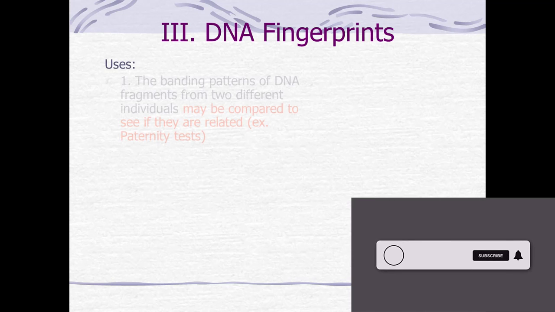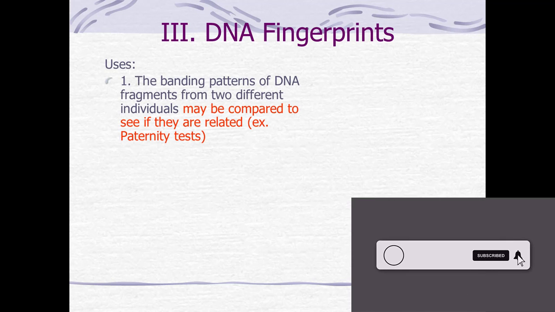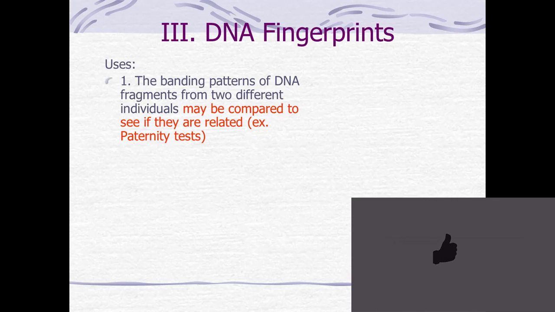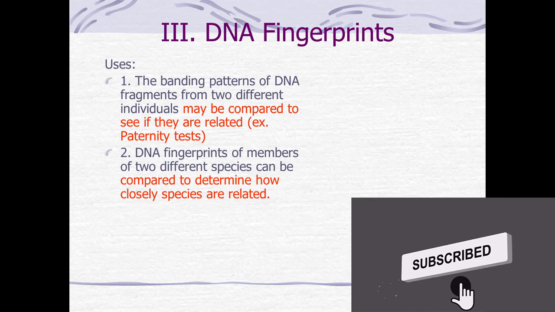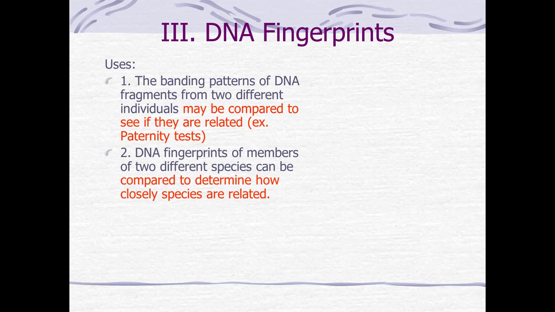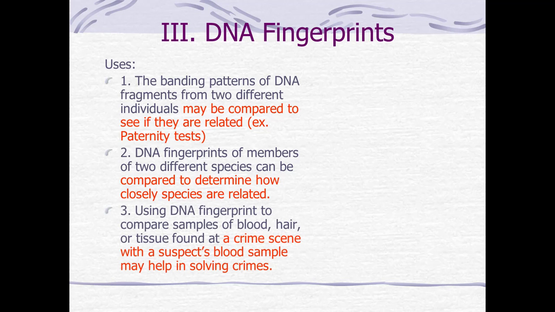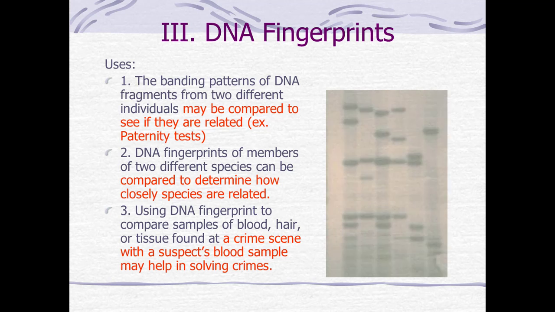DNA fingerprinting. The banding pattern of DNA fragments from two different individuals may be compared to see if they are related, for example in paternity testing. DNA fingerprints of members of two different species can be compared to determine how closely the species are related and to find the evolutionary history. DNA fingerprinting is also used to compare samples of blood, hair or tissue found at a crime scene with a suspect's blood sample, which may help in solving crimes.